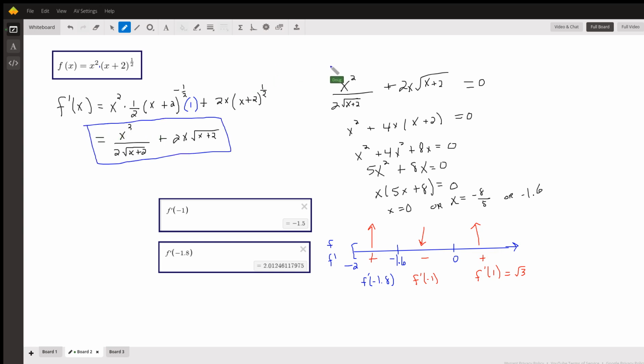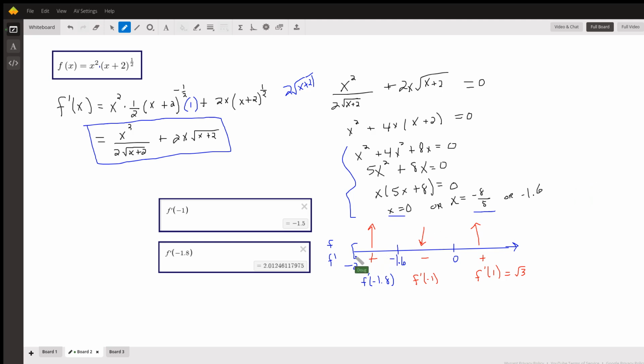And to find the critical numbers, we want to know when does that equal 0? When is the slope of the tangent line equal to 0? So the way to solve this equation is probably to multiply every term by 2 times the square root of x plus 2 to clear the equation of fractions. And we just get an x squared for the first term. 2 times the 2x is 4x, and the radical times itself is just the radicand. I'll let you pause and take some notes here, but there are your critical numbers, -8/5 and 0.